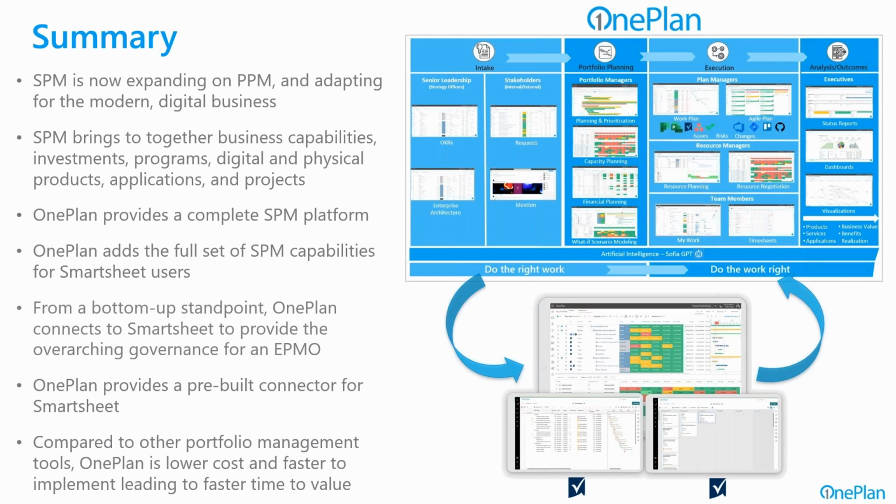OnePlan provides a complete SPM platform to do all these things, and OnePlan can add these capabilities for Smartsheet users. From a bottom-up standpoint, OnePlan connects to Smartsheet to provide the overarching governance for an EPMO that they might be needing and feeling are gaps right now. And OnePlan provides a pre-built connector for Smartsheet to allow you to enable that relatively easily. And compared to other project portfolio management tools, OnePlan is lower cost and faster to implement, and it gives you quicker time to value, leveraging the things that you are already doing and things that you already own with Smartsheet.